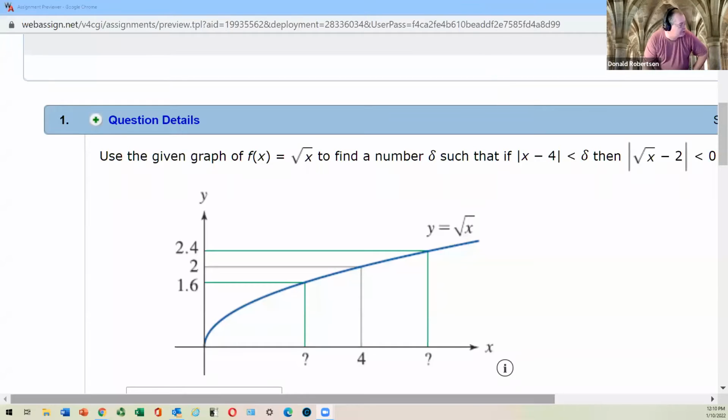So go hunting for a good video on that. I think I put some in Canvas where you can maybe visualize it if that helps you.